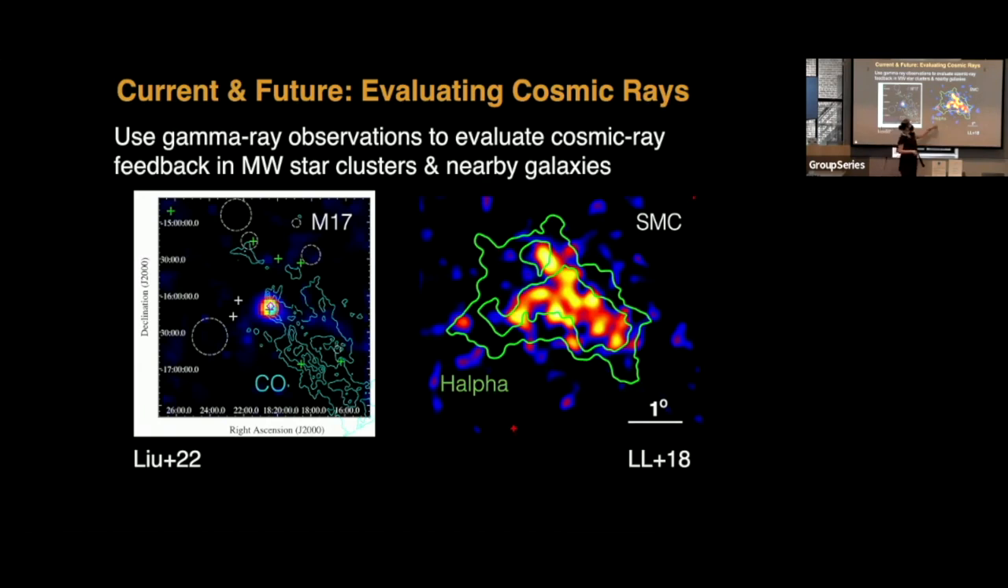We've also started to look at nearby galaxies. So this is the Fermi gamma ray map of the Small Magellanic Cloud. And you see that it's very spatially correlated with the H alpha emission. And so you have gamma rays that are highly correlated with the massive star formation. And we can use the spatial extents to constrain the cosmic ray transport and escape. And these are important to actually test all of that theory that's coming out in the last few years.